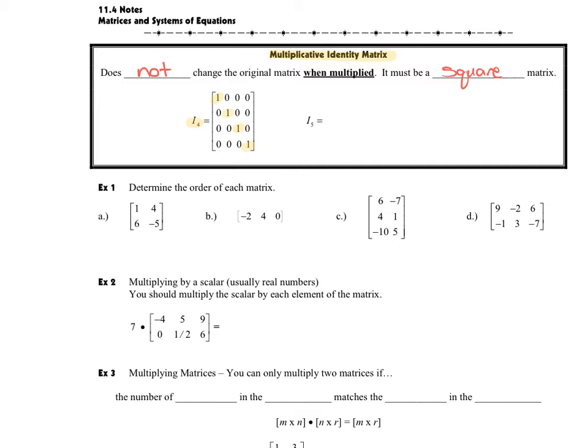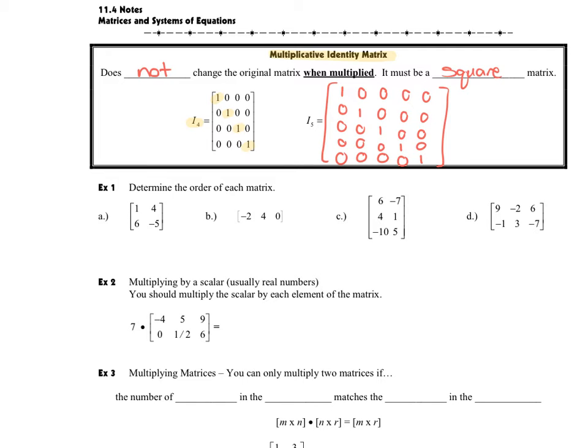So if we wanted to write the identity 5, or a 5 by 5 identity matrix, we would want to have a 1 in the top, and then I need 4 zeros below it, 1, 2, 3, 4. Now, continuing this pattern on down, I'm going to have a 0 here and then a 1, and then my 3 zeros, and so on, down to the last row with 4 zeros and a 1. So this would be an example of a multiplicative identity matrix.